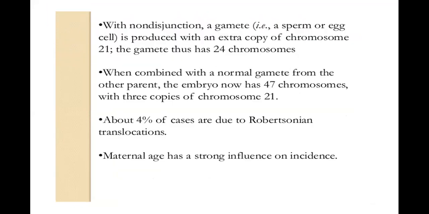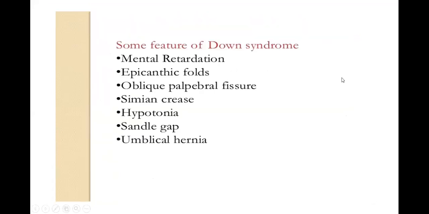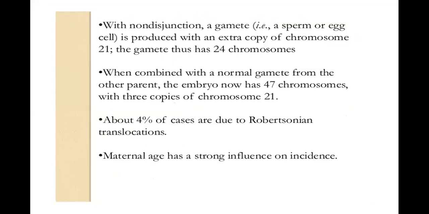With non-disjunction, a gamete, a sperm or an egg cell, is produced with an extra copy of chromosome 21. The gamete thus has 24 chromosomes. When combined with a normal gamete from the other parent, the embryo now has 47 chromosomes with 3 copies of chromosome 21. So the gamete, instead of having 23 chromosomes, is going to have 24 chromosomes, either a sperm or an egg. When it is combined with a normal gamete from the other parent, the embryo has 1 extra chromosome, or 47 chromosomes with 3 copies of chromosome 21.